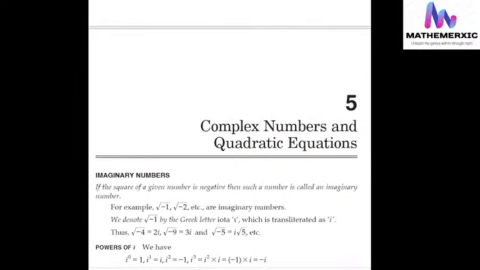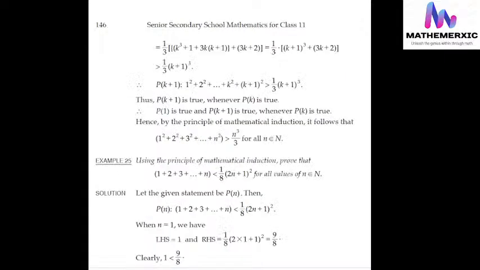It's a very, very basic understanding of mathematical induction, that when Pn is a statement on the natural number n such that P1 is true, and Pk plus 1 is true whenever Pk is true, then Pn is true for all n belongs to natural numbers. That is the very basic way of solving these questions.